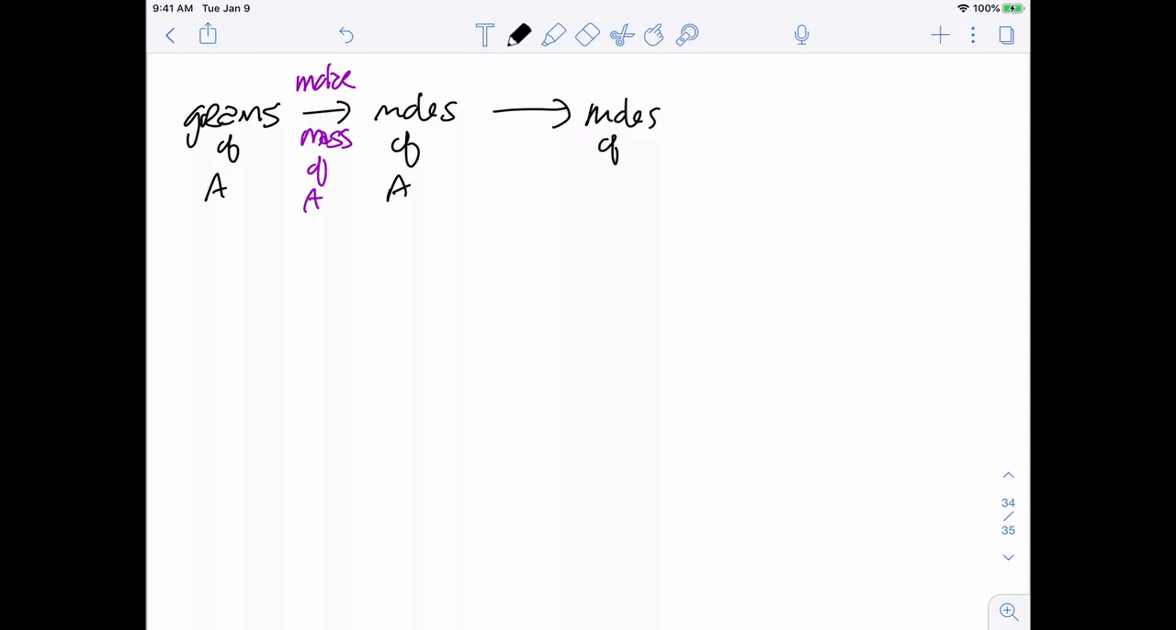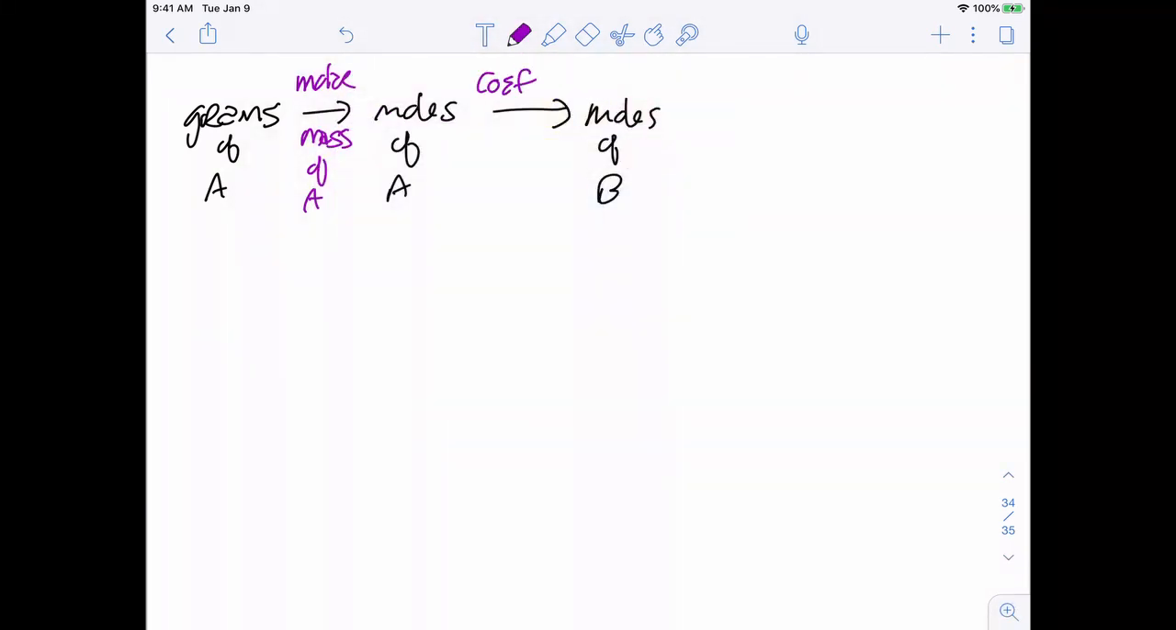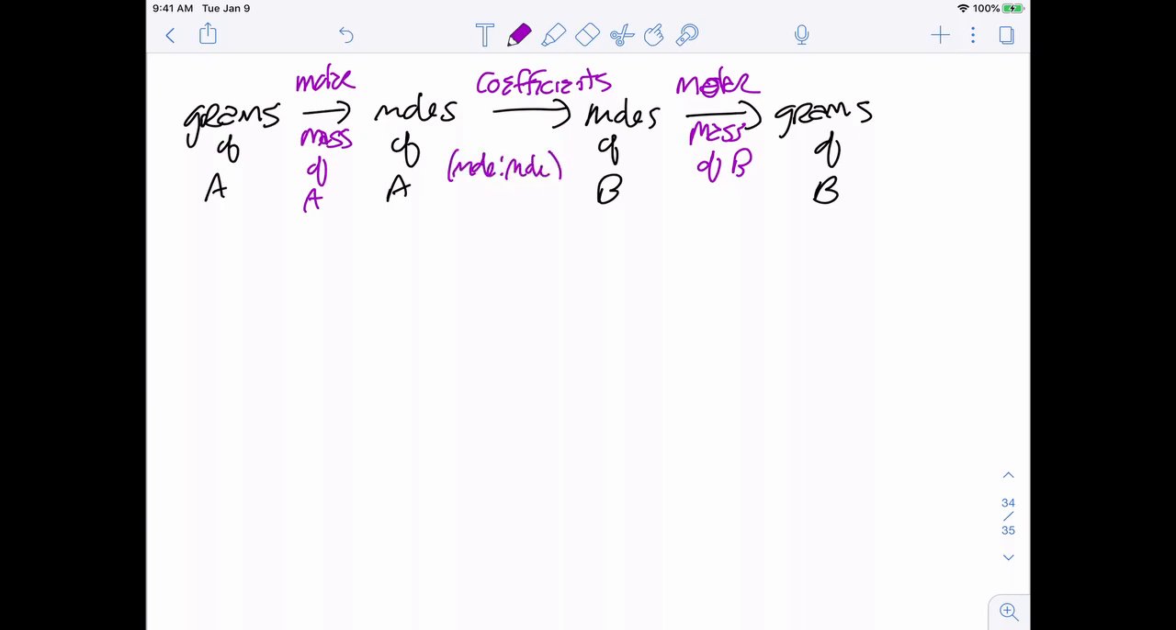Once we had moles, we could convert it to moles of B. Remember, we're converting between substances when we're doing stoichiometry. To do that, we used the coefficients in our balanced equation. Our coefficients were our mole-to-mole ratios, if you like that term better. Once I had moles, then we went back to grams, and to do that, we used the molar mass of B. So grams to moles using molar mass, moles of one thing to moles of something different using our mole-to-mole ratio, and then moles back to grams using the molar mass.